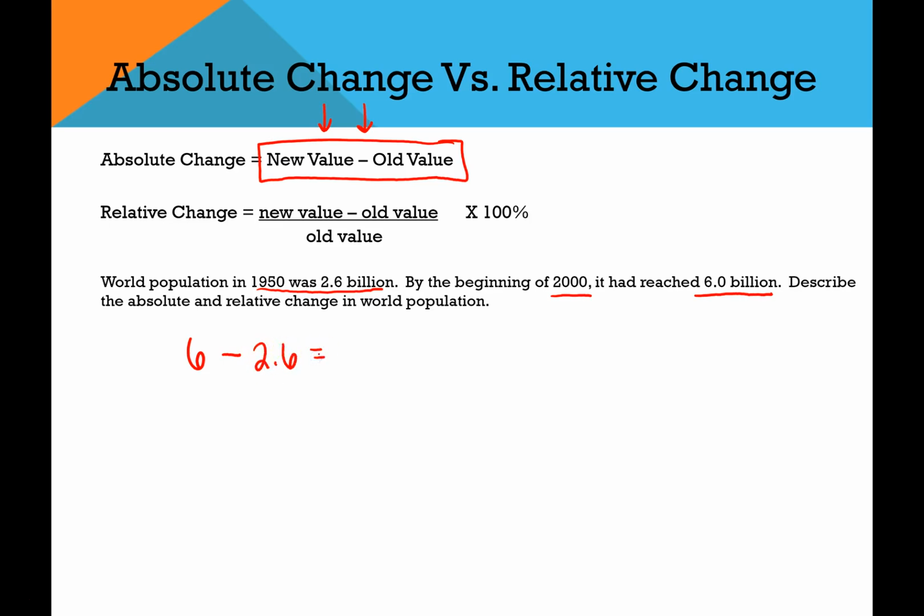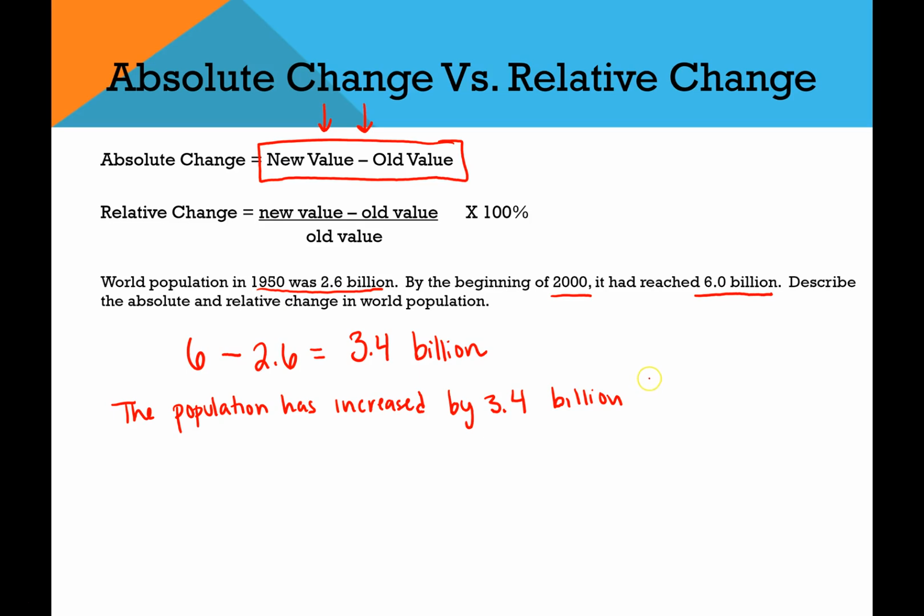I'm going to go ahead and subtract those. And of course, I get 3.4. And we have to include our units, so 3.4 billion. So we have to create a sentence that is true, given this absolute change. And we would say something like, the population has increased by 3.4 billion.